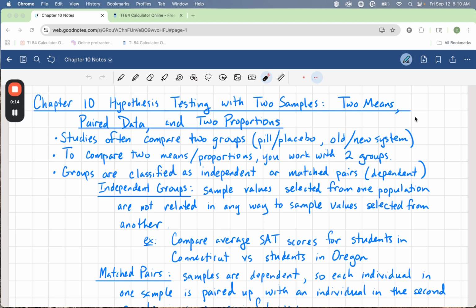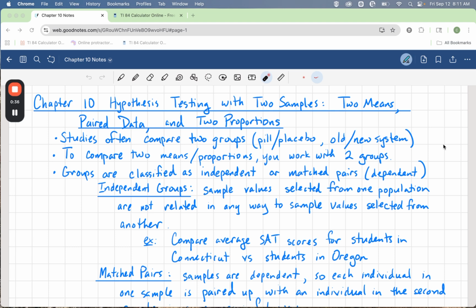Okay, so studies often compare 2 groups, like a pill versus placebo. Anytime a pharmaceutical company is testing a new product, that's what they do. They have some people take the real stuff and some people take some fake stuff and they compare results. Or old versus new system. Okay, so to compare 2 means or proportions, you're going to work with 2 groups.